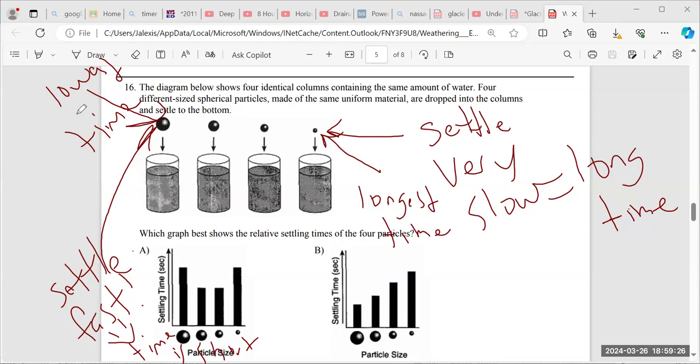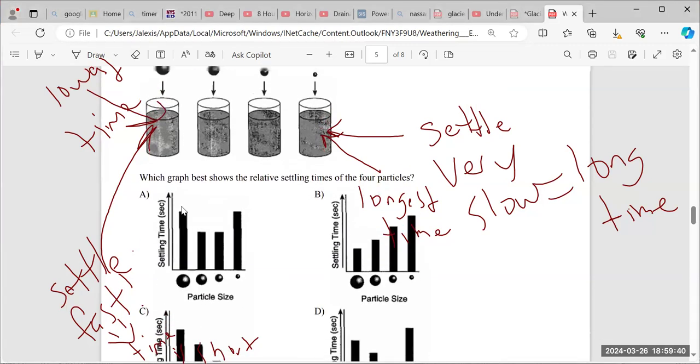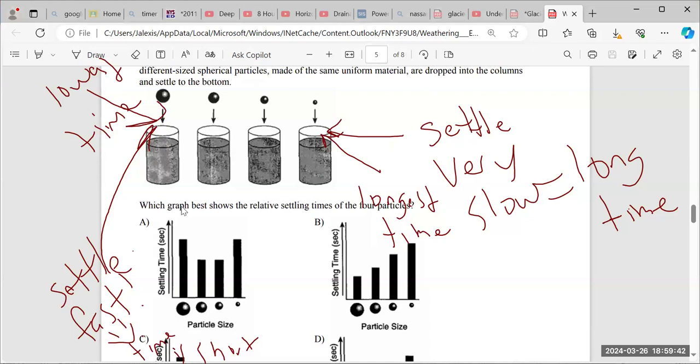And when I look, the one where the big particle has the fastest time, the small one has the longest time, right? And we're seeing that relationship between size and settling time. We're definitely going to look at choice B as my answer. Choice B is my answer.